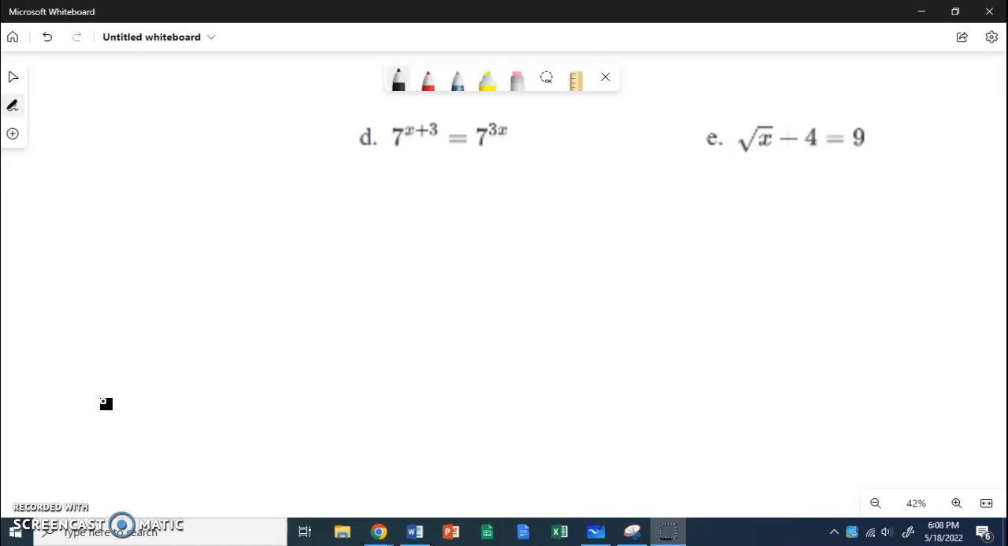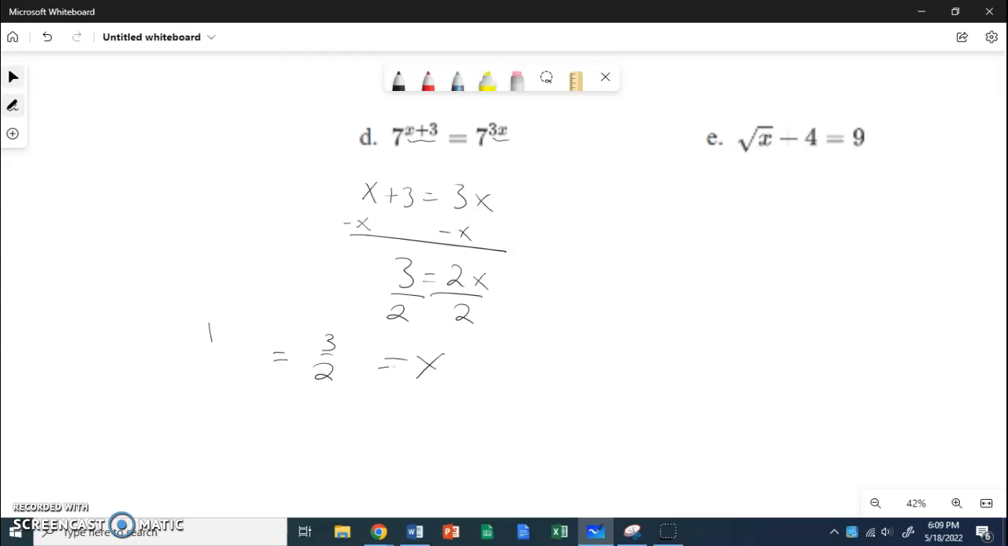Since the bases are the same, we can just focus on the exponents because we know that if the bases are the same, the exponents have to be the same. So we're going to have x plus 3 equals 3x. Then we can solve that. I'm going to get all my x's to one side, so I'm going to minus x on both sides. So I have 3 equals 2x. And I'm going to divide by 2. So I get x equals 3 over 2, which is 1.5.